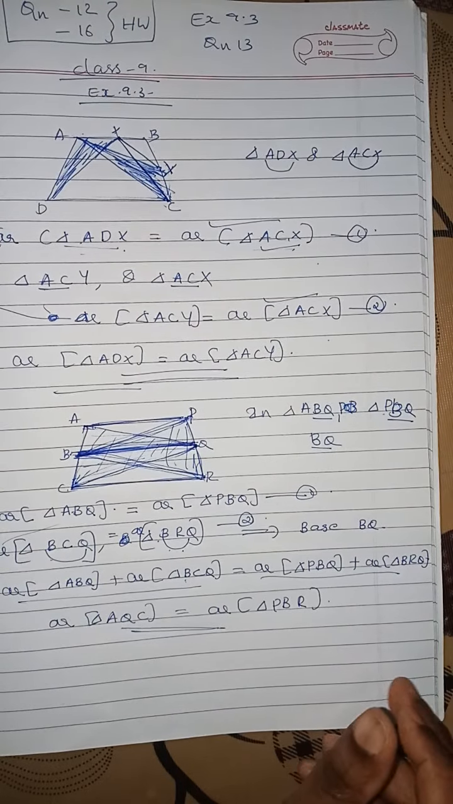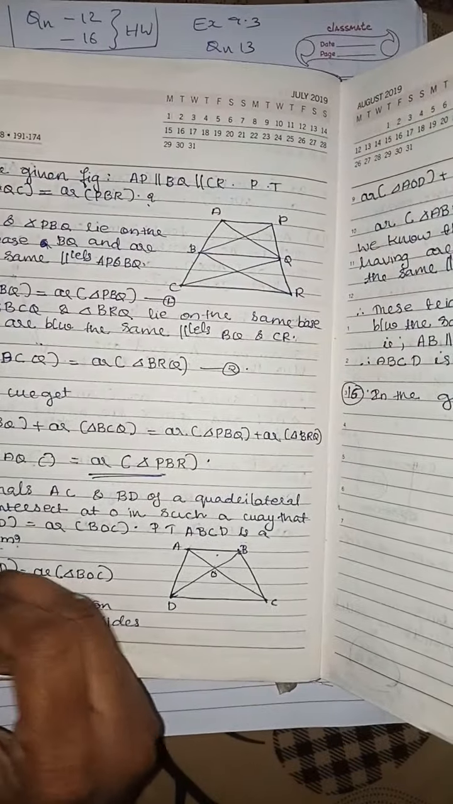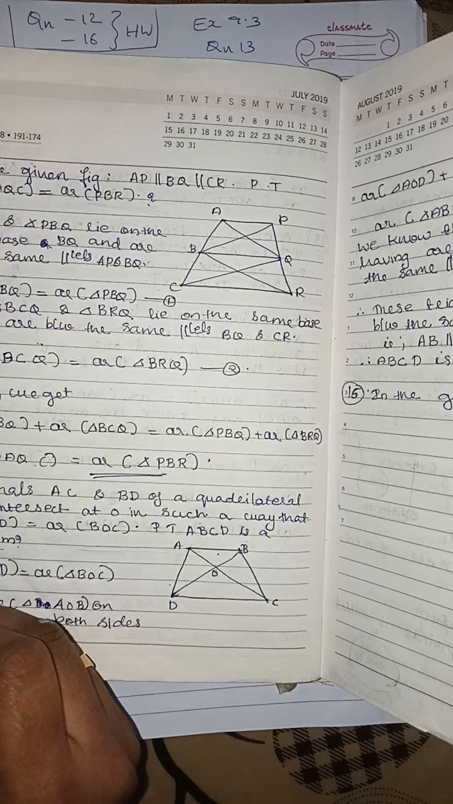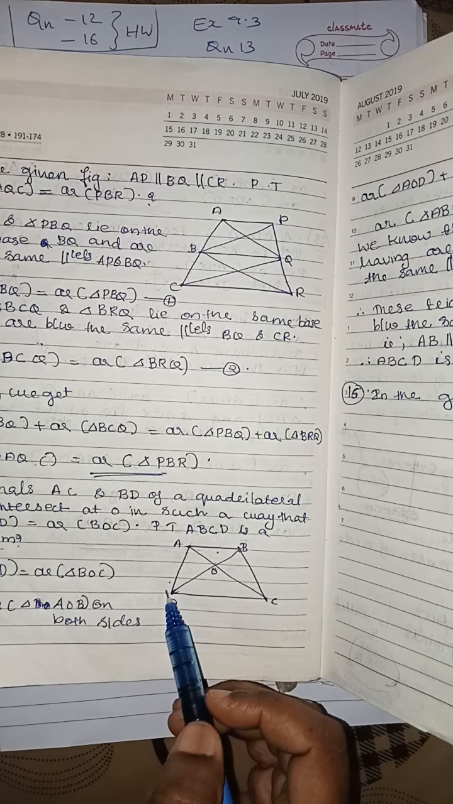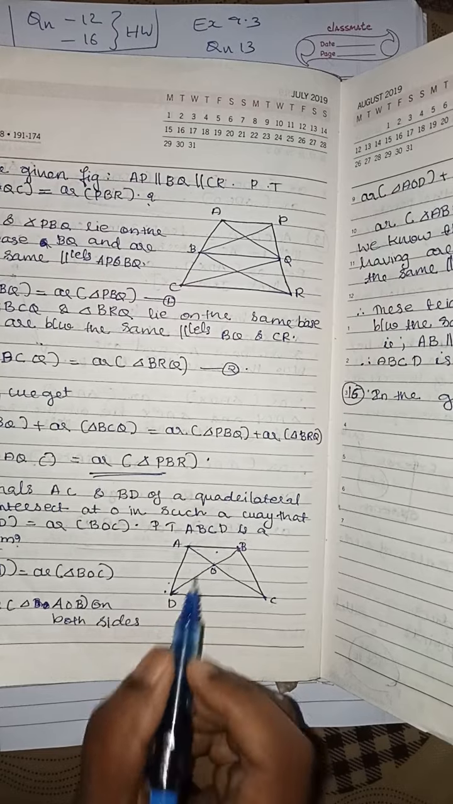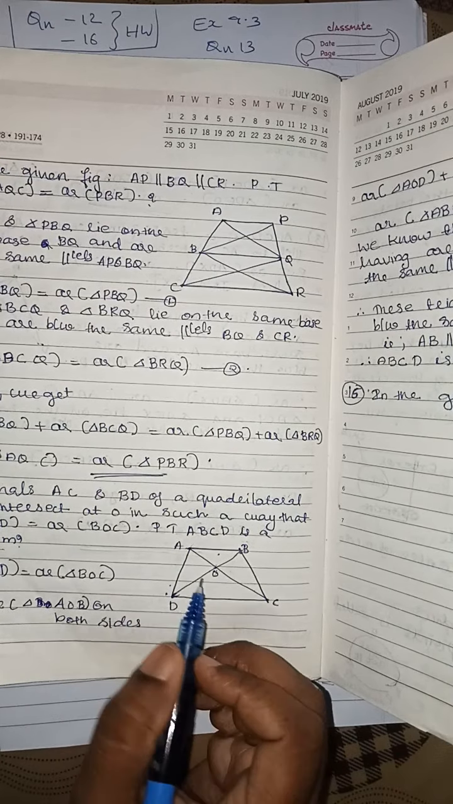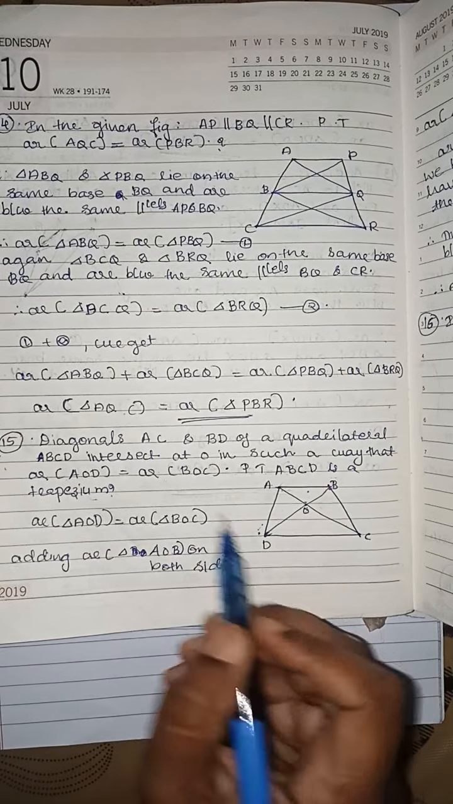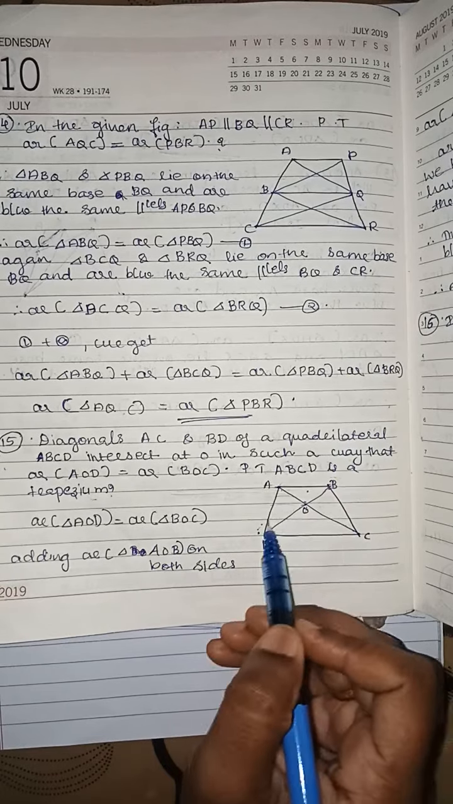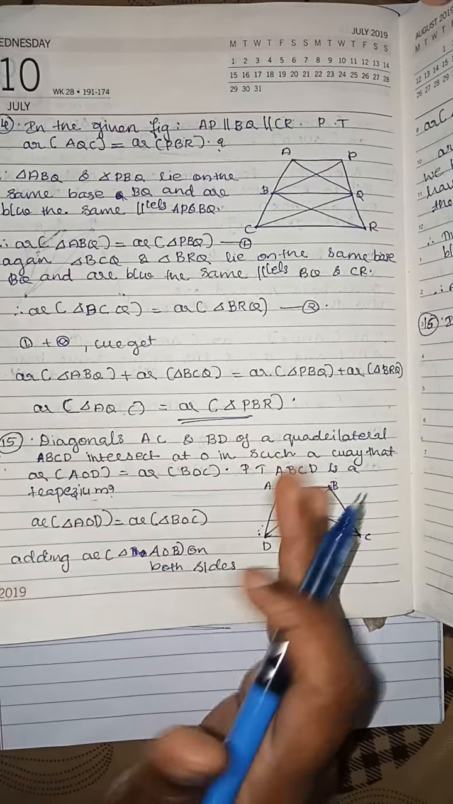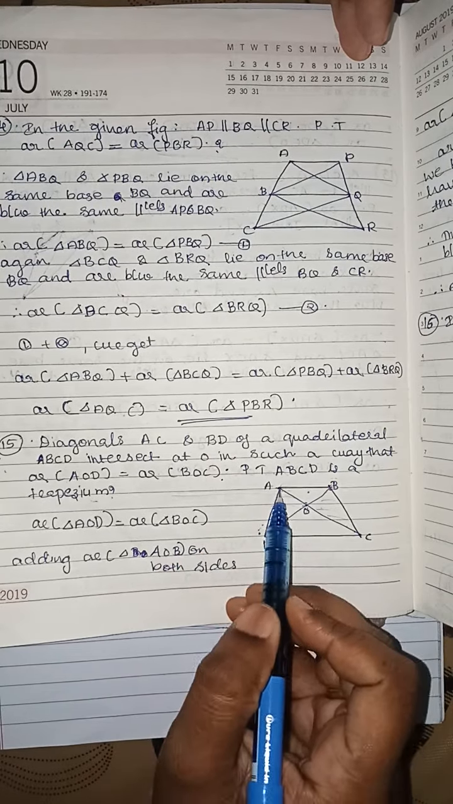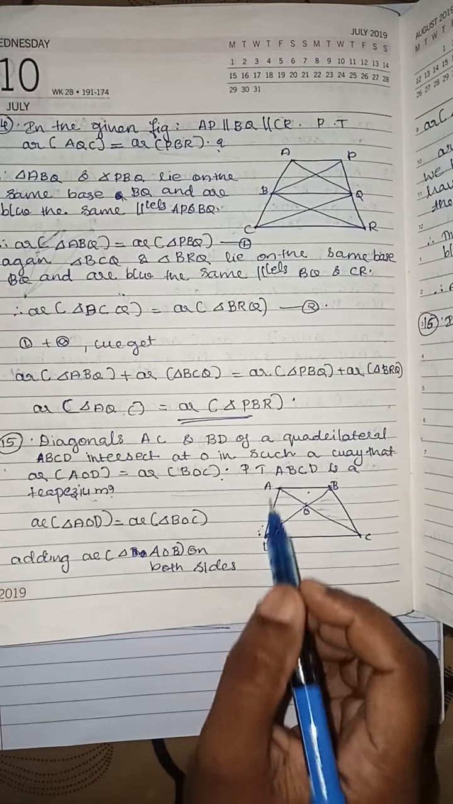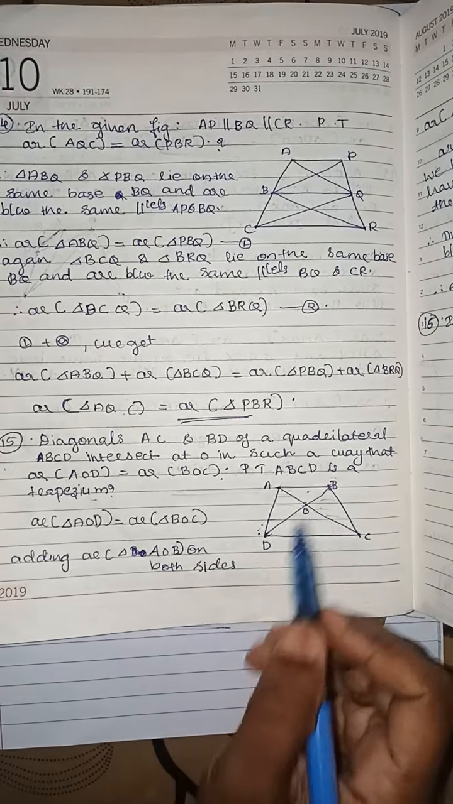Okay. Next question number 15. I will explain from the note. Diagonals AC and BD of a quadrilateral. First of all, we should draw one quadrilateral. AC and BD are the diagonals of this quadrilateral intersecting at the point O in such a way that area of triangle AOD is equal to area of BOC, which is given in the question. We have to prove that ABCD, this quadrilateral, is a trapezium. That is why I drew it as a trapezium. These two are parallel lines.